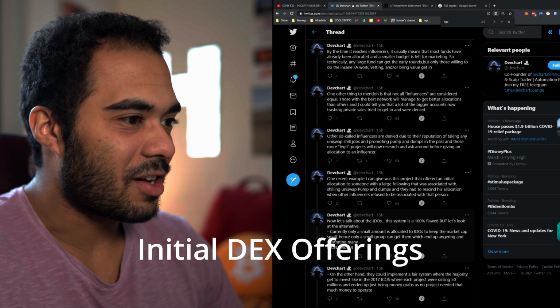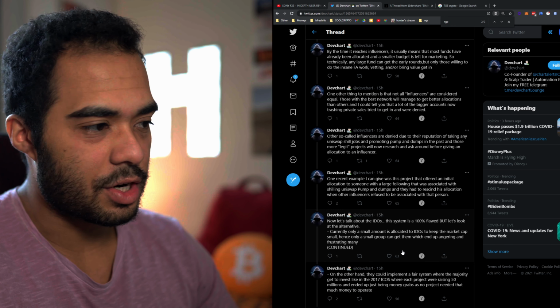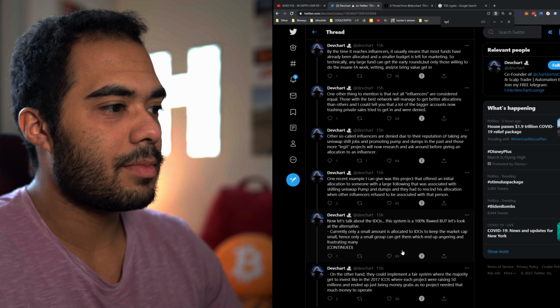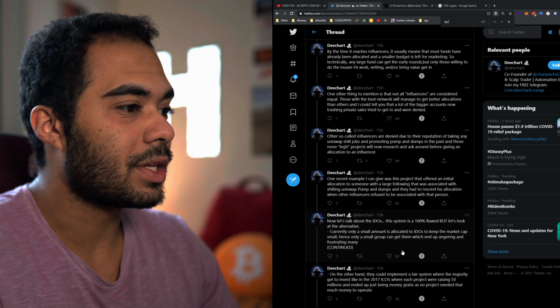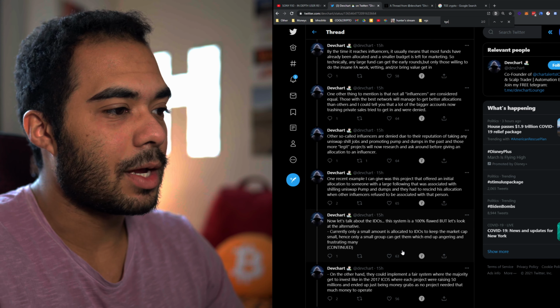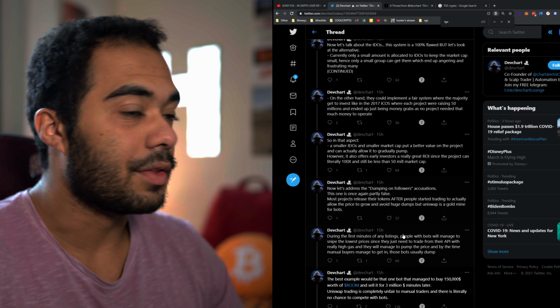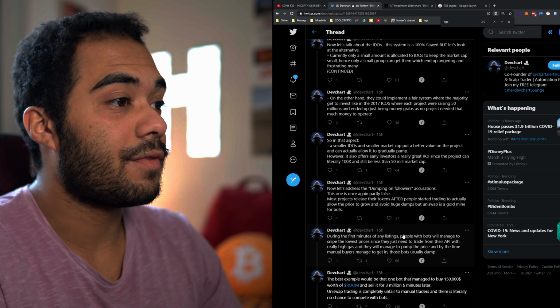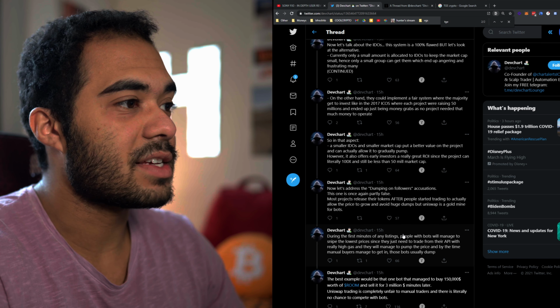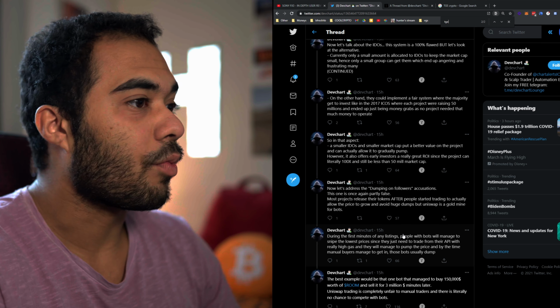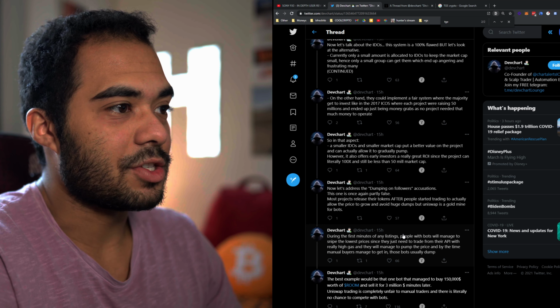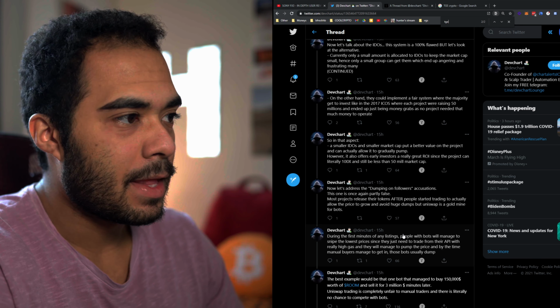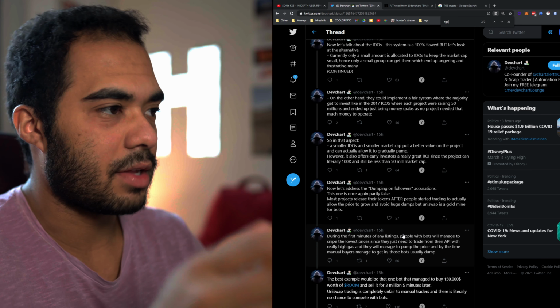This system is 100% flawed, but let's look at the alternative. Currently, only a small amount is allocated to IDOs to keep the market cap small. Hence, only a small group can get them, which ends up angering and frustrating many. On the other hand, they could implement a fair system where the majority get to invest, like the 2017 ICOs, where each project was raising 50 millions and ended up just being a money grab, as no project needed that much money to operate. And I can definitely relate to that.